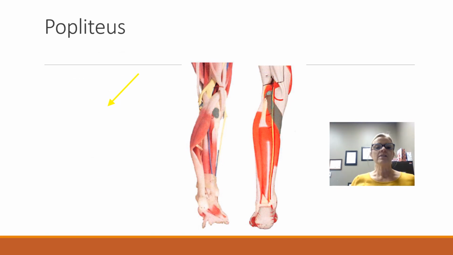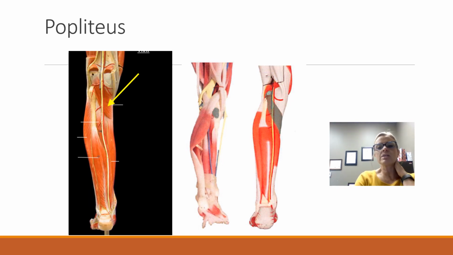All right, so next here we've got the popliteus. This is a small triangular muscle at the back of the knee. Popliteal means the back of the knee. The origin is on the lateral condyle of the femur and the meniscus of the knee. Insertion is the proximal medial tibia, and this is going to unlock the extended knee to allow flexion.